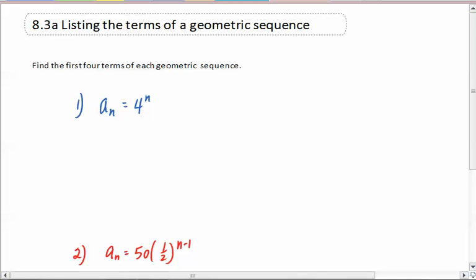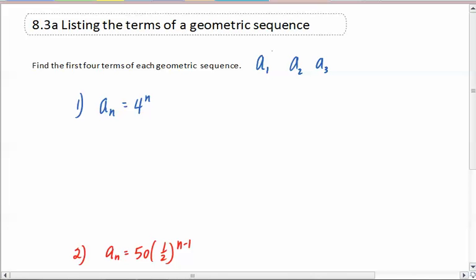Geometric sequence, and the directions are to find the first 4 terms of each geometric sequence. So the terms are these. This is how we specify the terms. A sub 1 would be the first term, right? A sub 2 is the second, A sub 3, things like that.